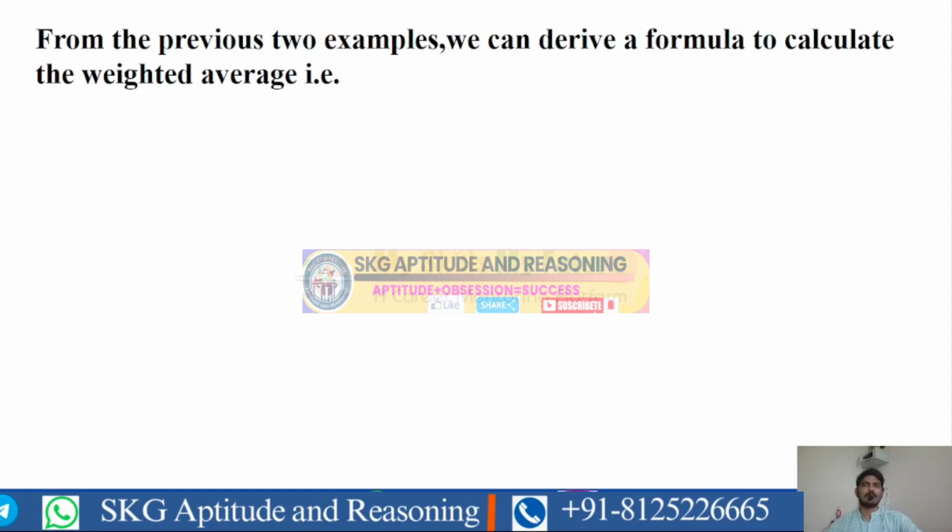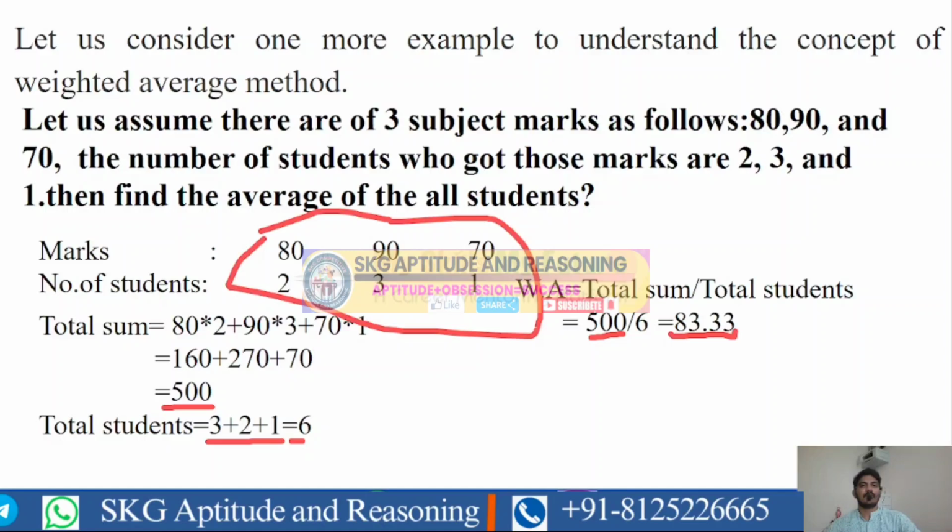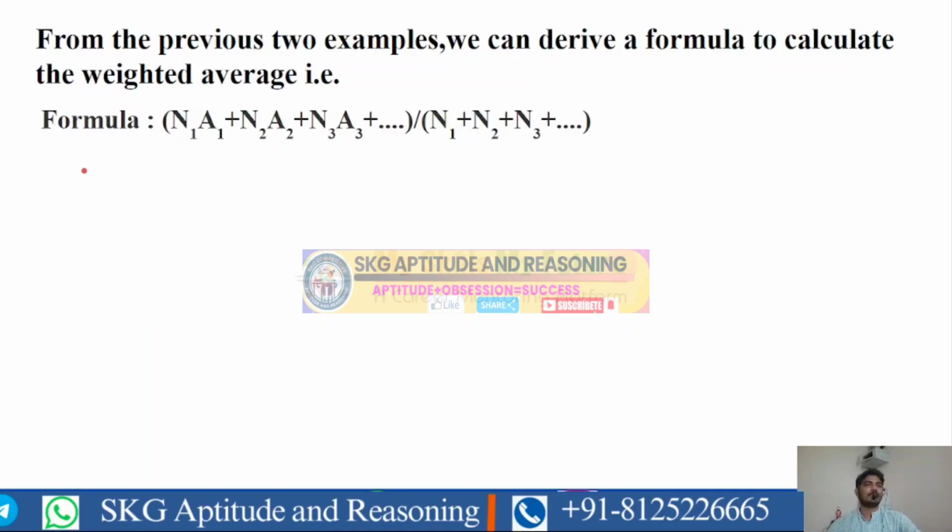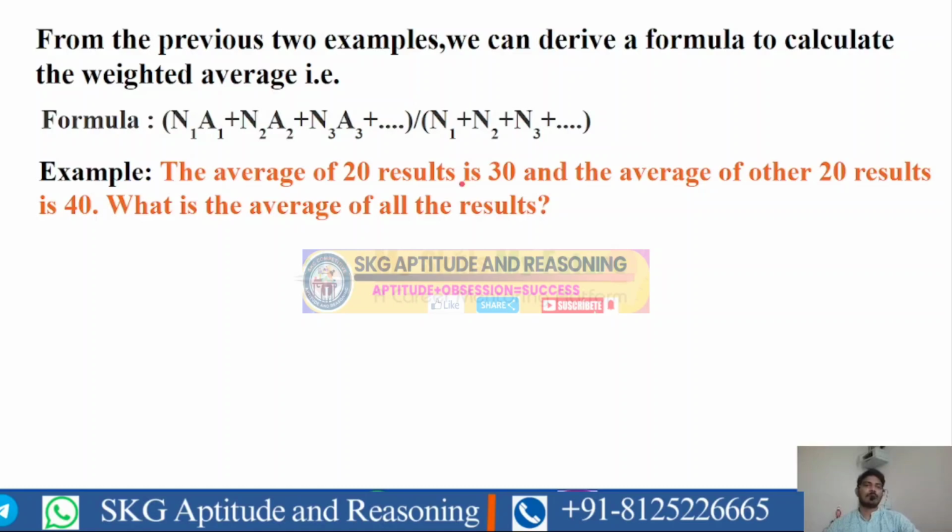So from the previous example we can derive a formula. What is the formula we can derive? As we said in the previous example, the formula will be n1 a1, where instead of a we are denoting it as w here, and instead of n we denote it as x. Both representations are the same, but we are taking different letters. So n1 a1 plus n2 a2 plus n3 a3 and so on, divided by n1 plus n2 plus n3 and so on. Having an idea of this formula, we are going to give one more example.